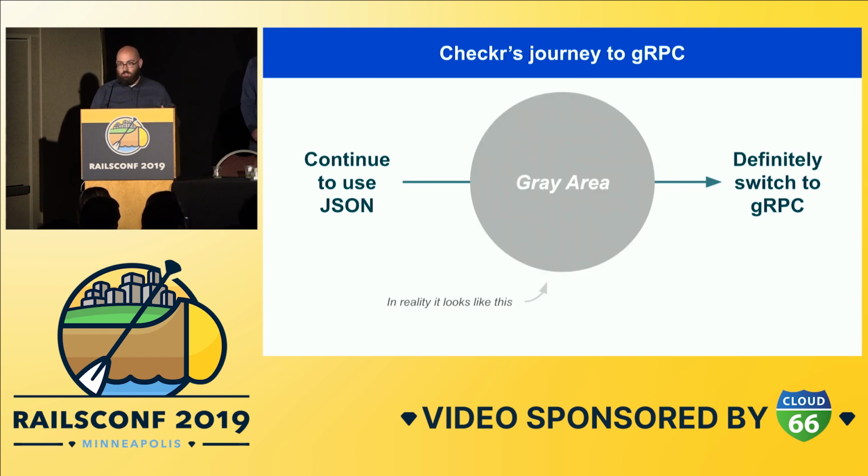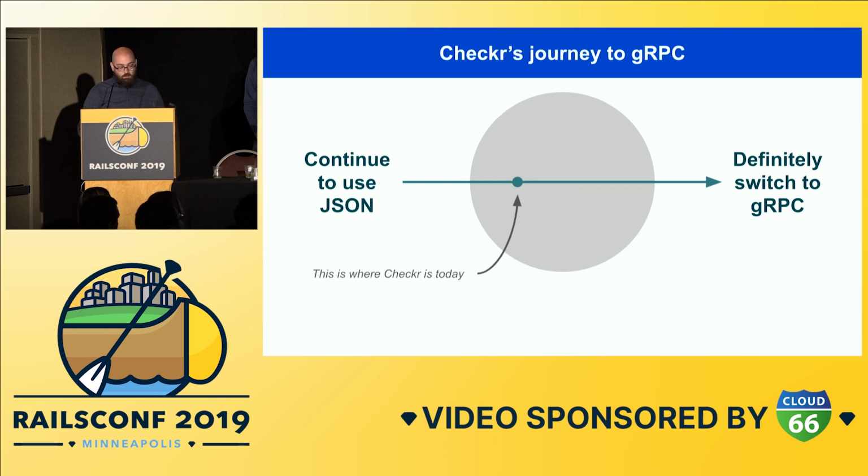In reality, it's a giant gray area. There's pros and cons to both. And in fact, you can build a whole business forever using just REST and JSON. And more specifically, this is kind of where Checkr is in our migration.